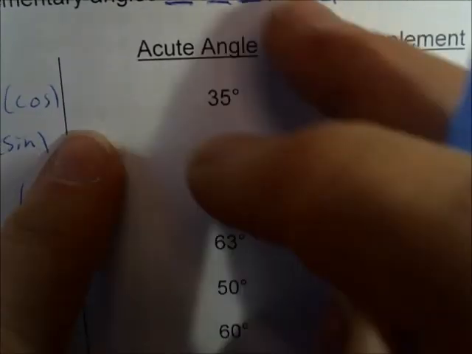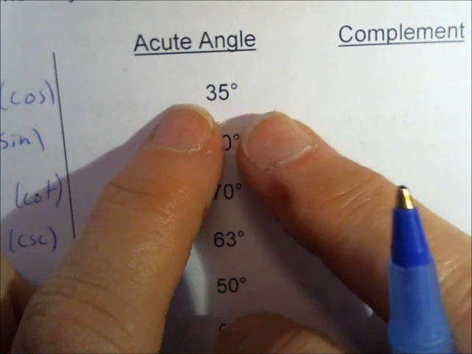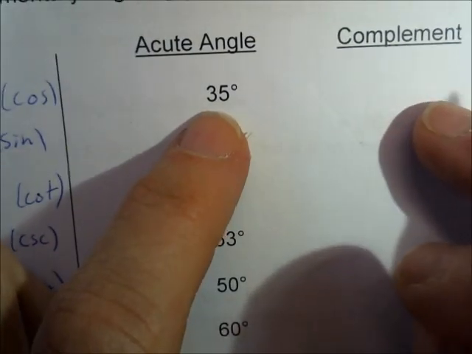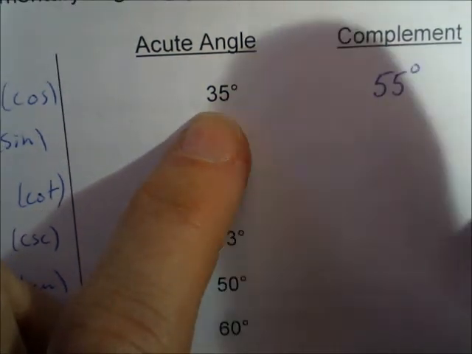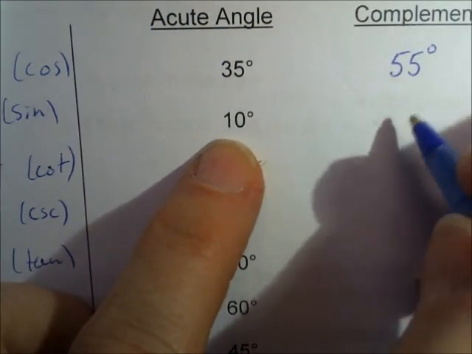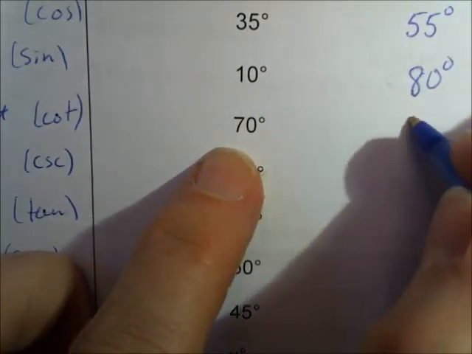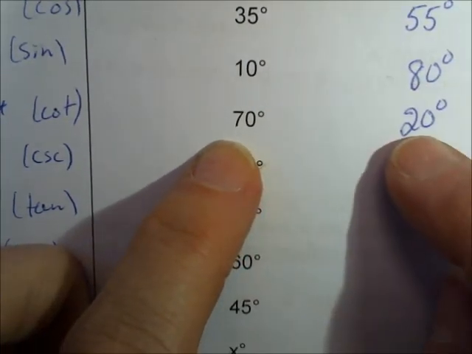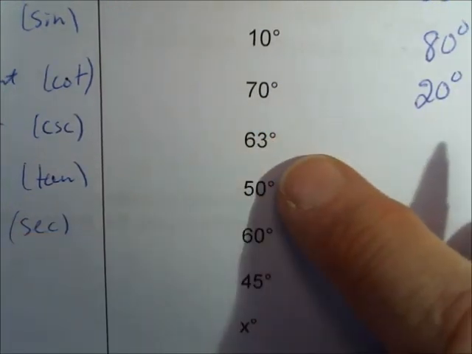Now what we have are just given angles, and we're going to find the complement. 35 plus what is equal to 90? Well, I think 35 plus 55 is equal to 90. And 10 degrees and 80 degrees add up to 180. 70 degrees and 20. You can probably just shut off this video and go right down through all of these and get the complement. Let's see.